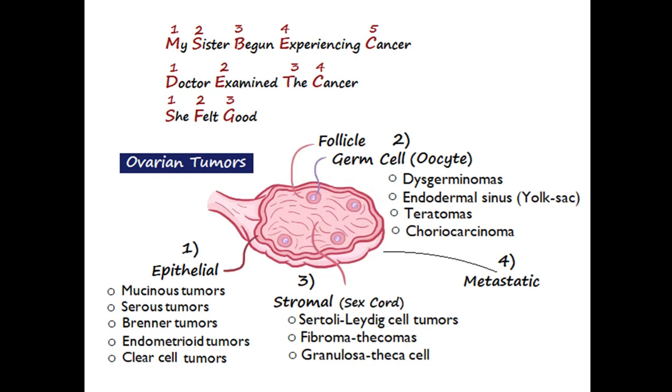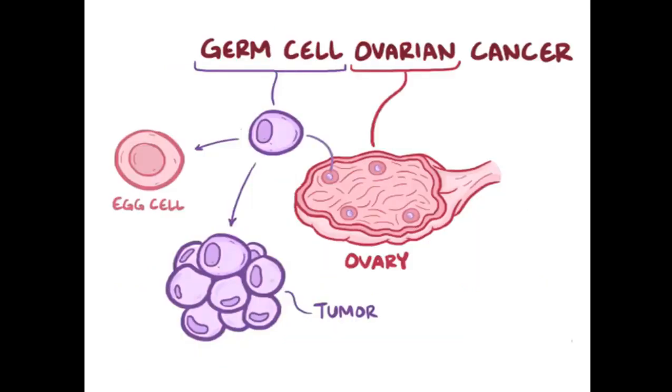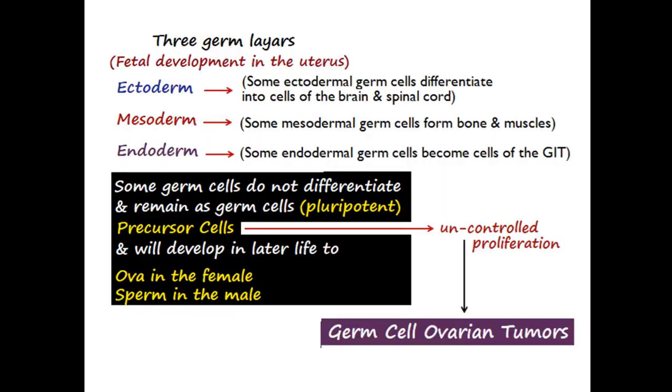The germ cell tumors arise from the pluripotent germ cells that are supposed to differentiate later in life into either sperms or the oocytes. Now, the germ cell tumors arising from the pluripotent germ cells that will give rise to the sperm or oocyte later on. These tumors can be malignant or they can be benign.